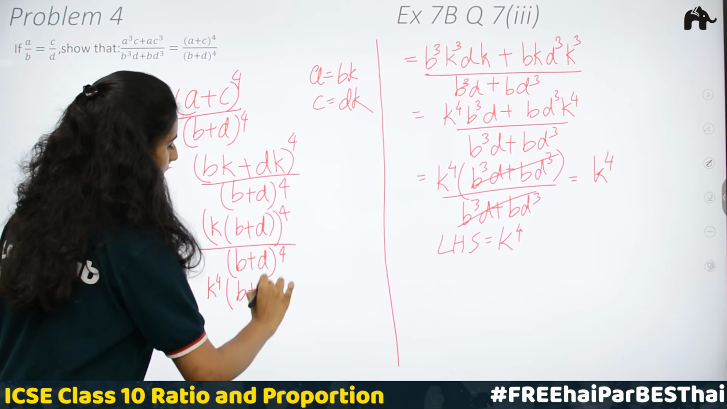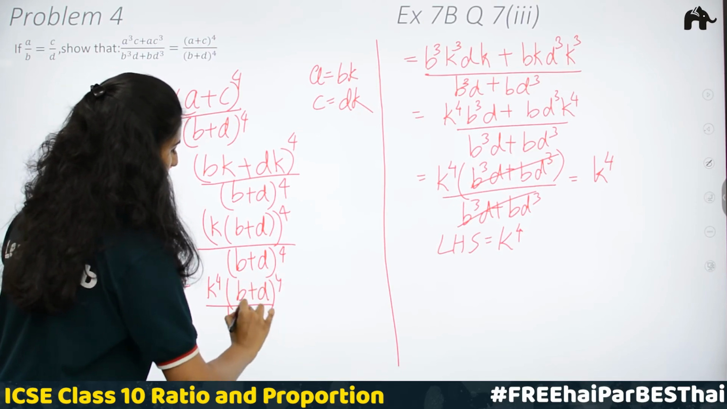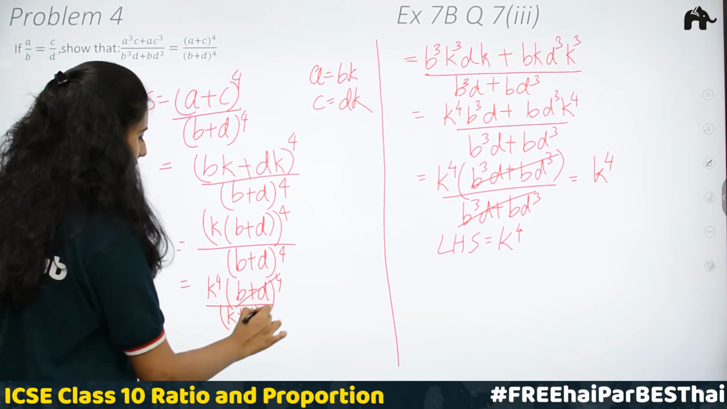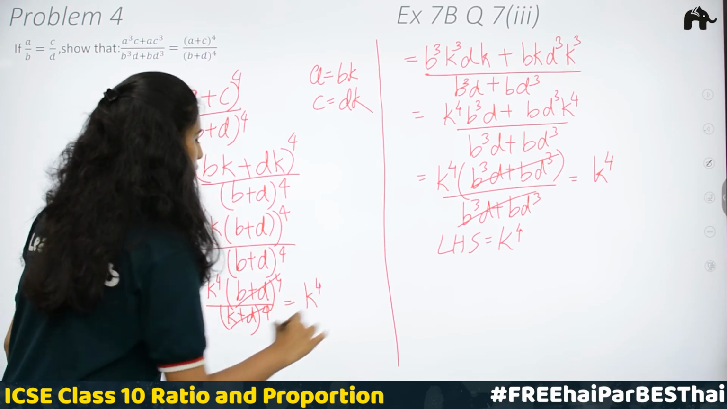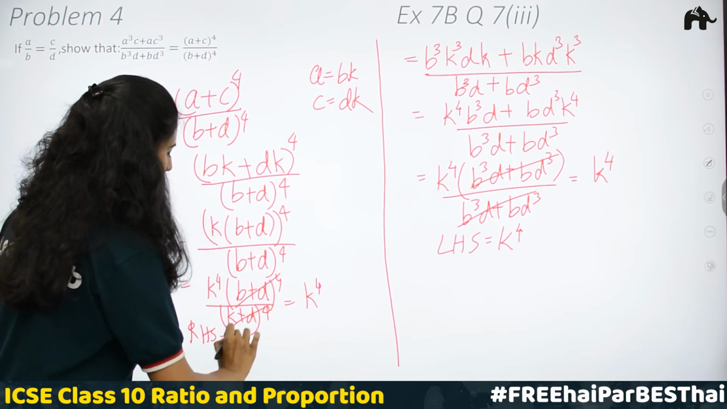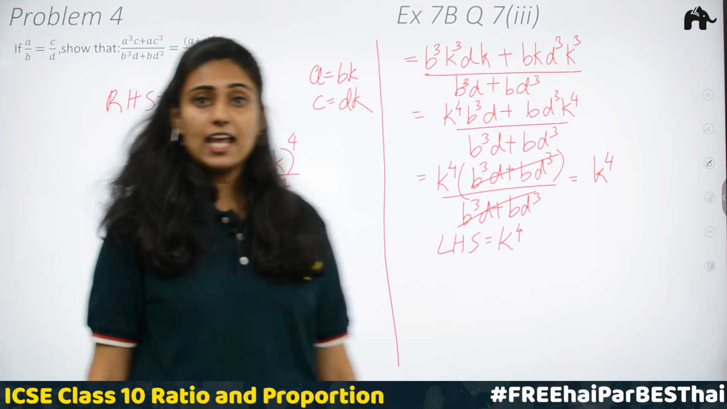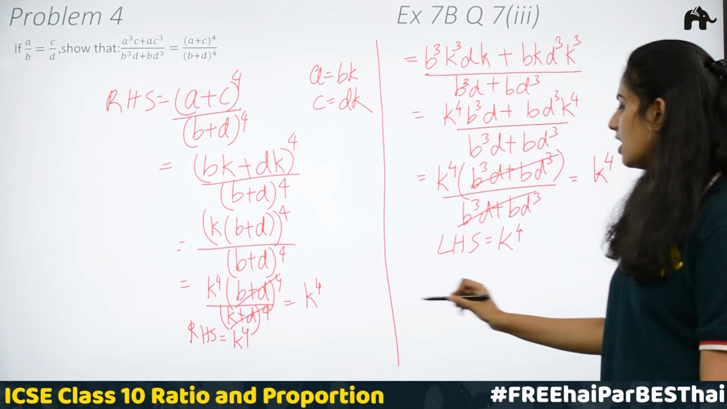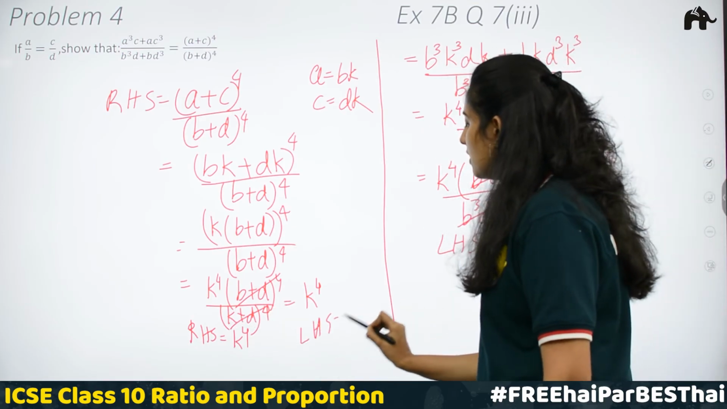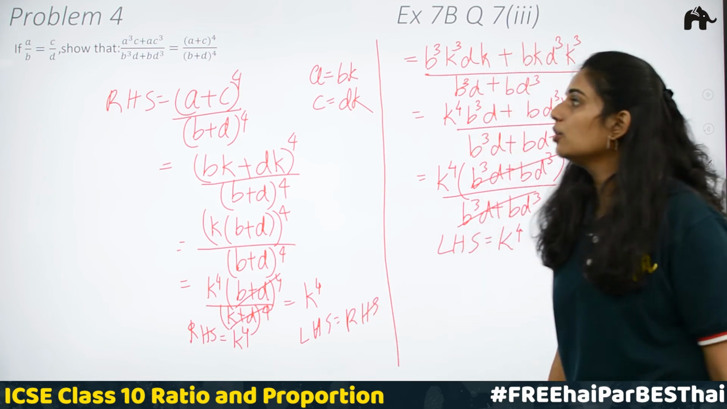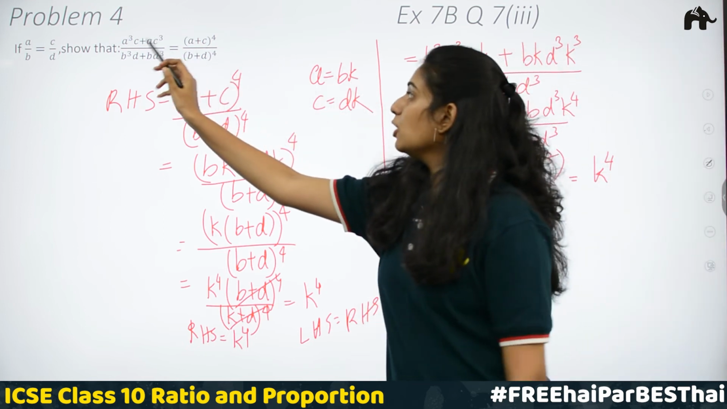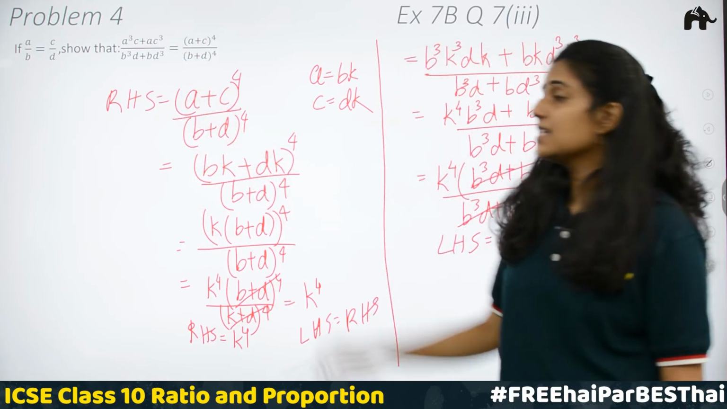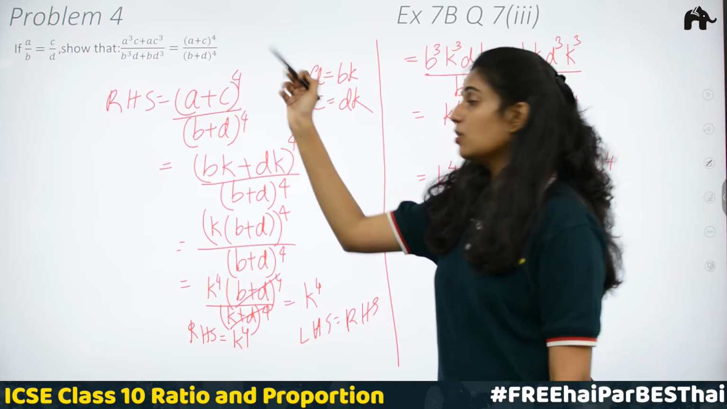into (B plus D) whole raised to 4 divided by (B plus D) whole raised to 4. B plus D raised to 4 can be cancelled. Remaining we have K raised to 4. Therefore, RHS is equal to K raised to 4. We got LHS K raised to 4 and RHS K raised to 4. Therefore, LHS is equal to RHS. We had to prove A cube C plus AC cube divided by B cube D plus BD cube is equal to (A plus C) whole raised to 4 divided by (B plus D) whole raised to 4.